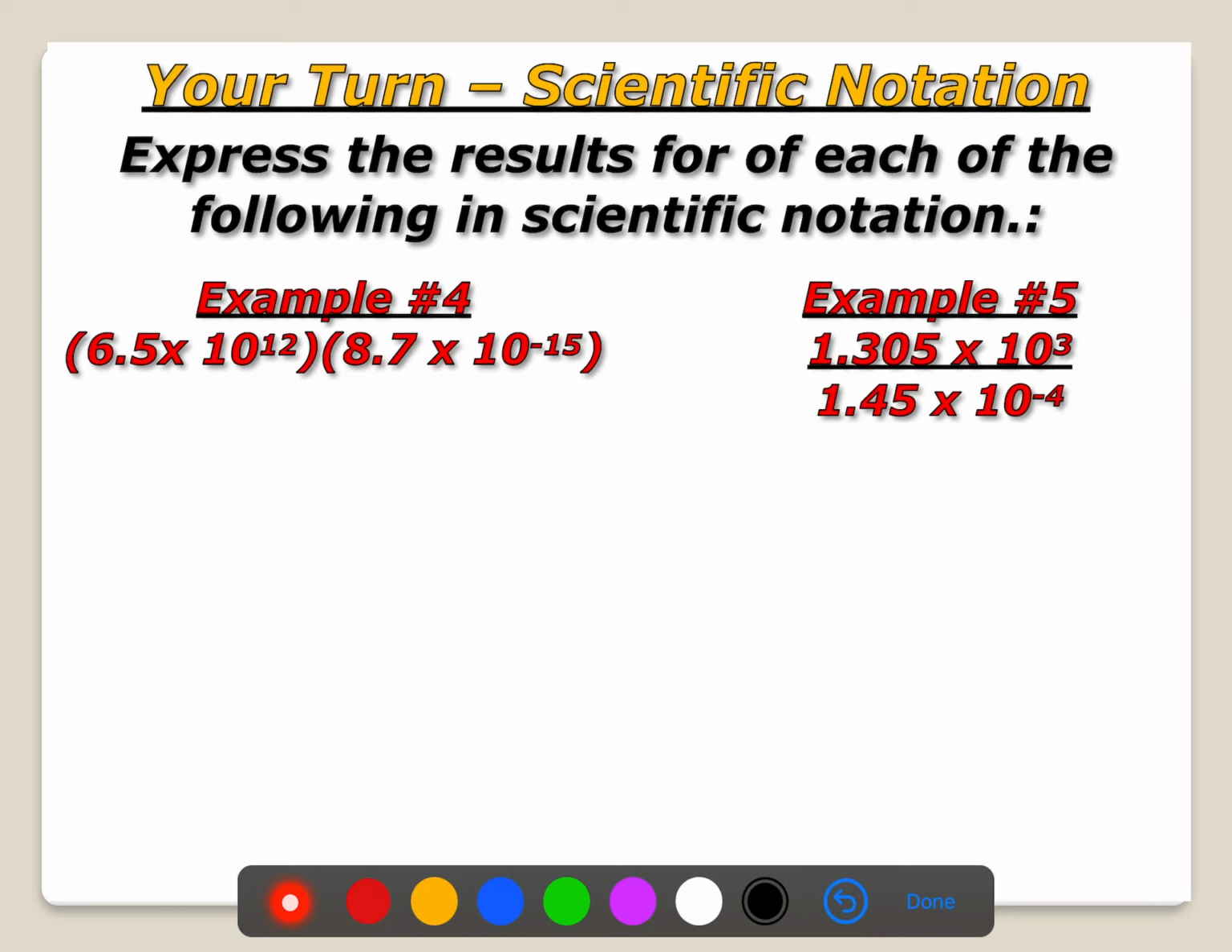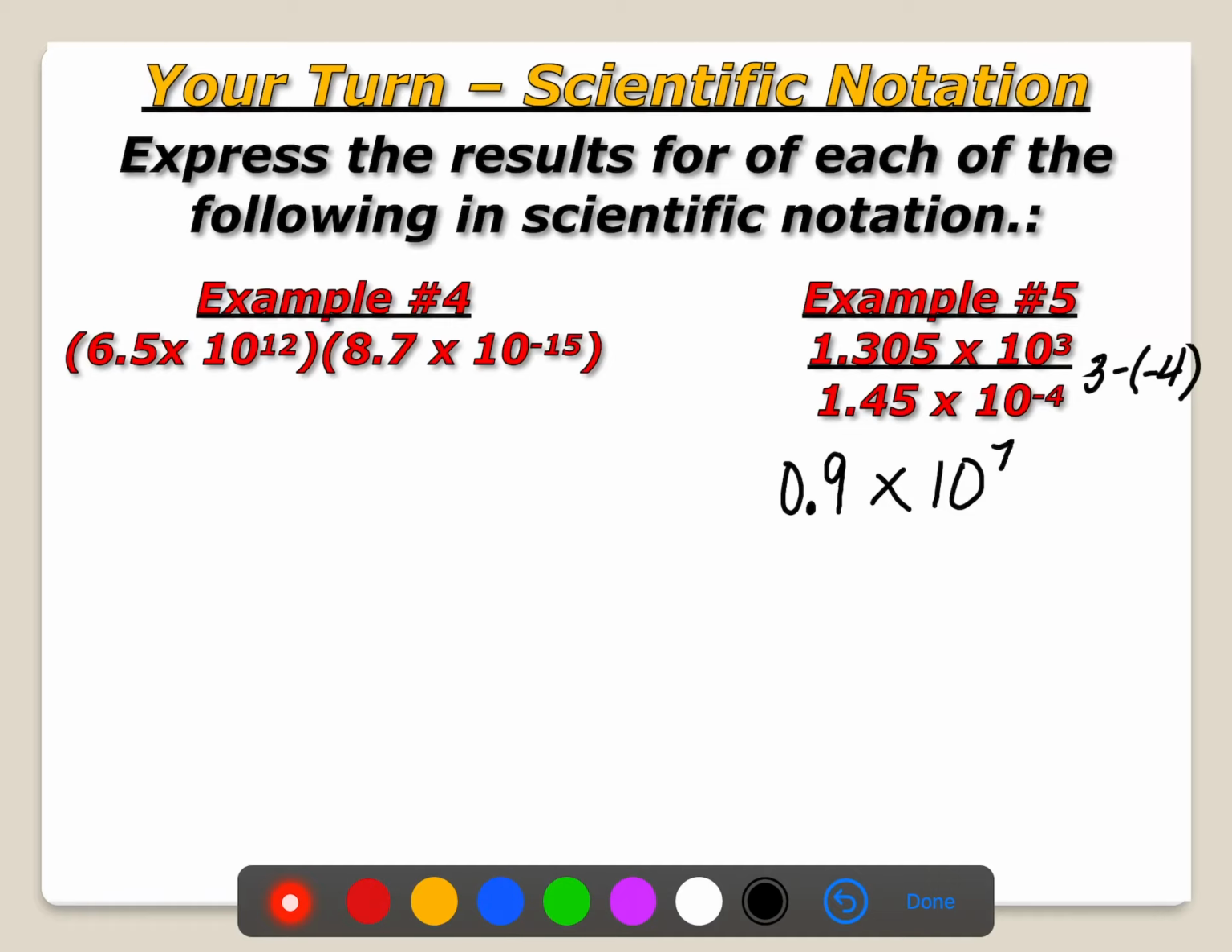Okay, so let's take a look at example number 5. So I'm going to divide those coefficients. And that gets me 0.9. Okay, times 10. And now I'm subtracting. Remember, always top minus bottom in scientific notation. So I get 3 minus -4, which is +7. Okay, so the sign of the exponent in the final answer doesn't matter. It could be positive or negative. You want to just make sure you're careful of your positives and your negatives when you're completing the operation.